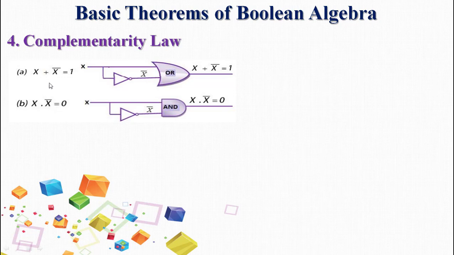So let us see how the circuit diagram for the complementarity law A will look. X and x bar are the input lines, because x is the only variable that we can find in the expression. The right hand side of the expression is 1. In the left hand side of the expression you have one variable, that is x. So x will be the input line that is given.